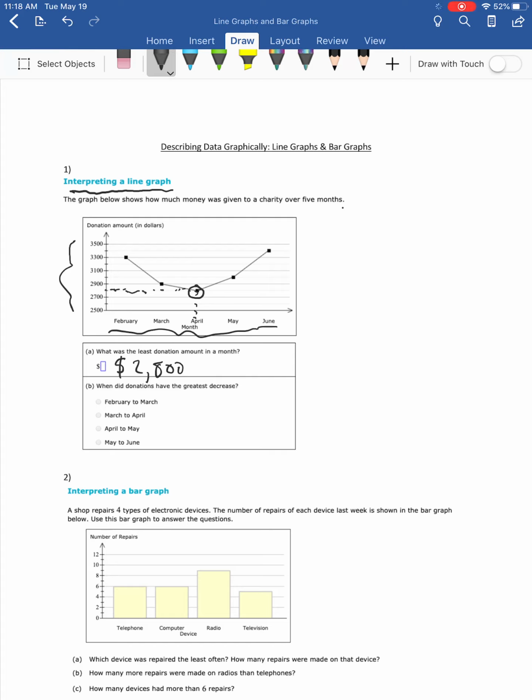When did donations have the greatest decrease? So we're looking for the part of the graph where the line went down the most, where the decrease in the line is steepest, and that's going to be there, from there to there. So that's going to be from February to March.